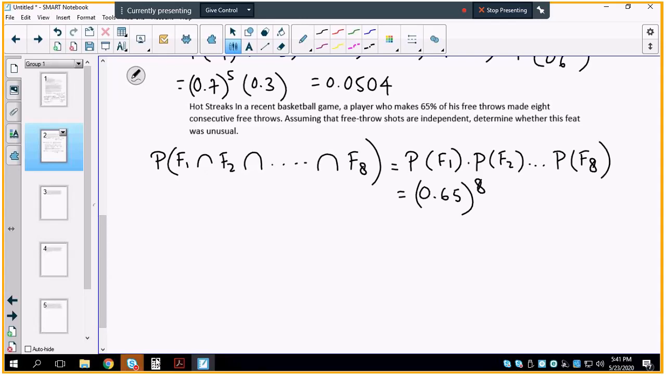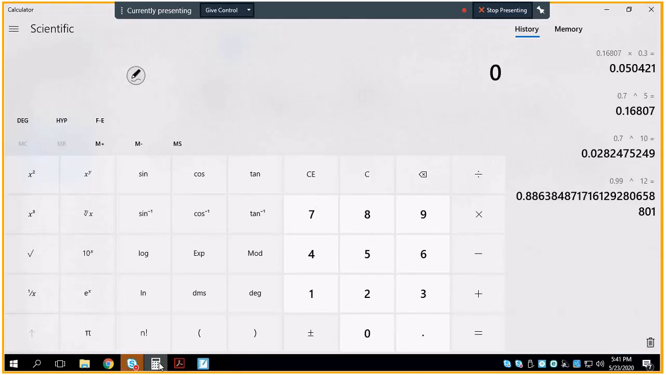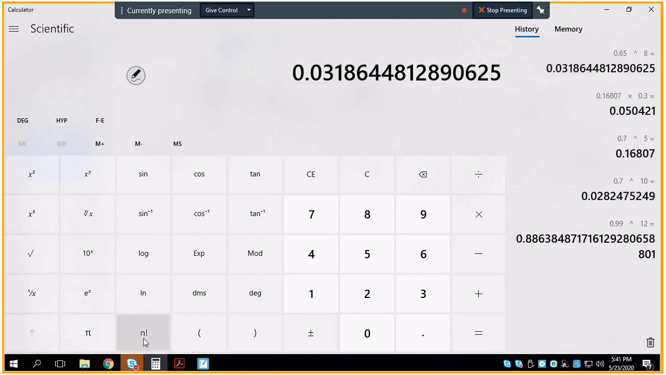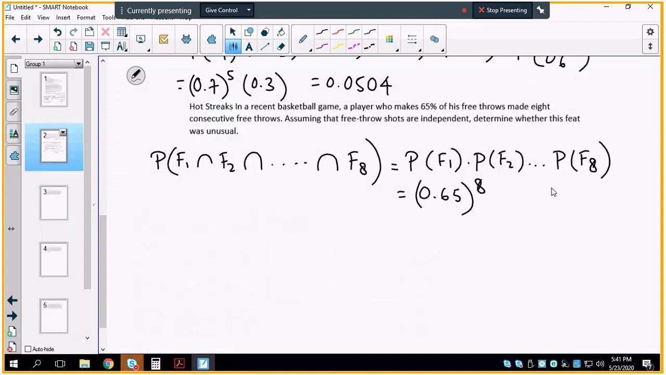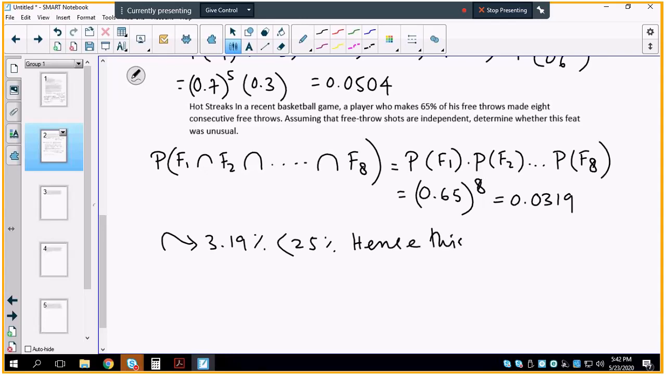So we'll do 0.65, and I'm going to raise it to the power 8. Round to 4 decimal places, I will get 0.0319. And this is approximately 3.19%. Again, you see this is way less than 25%. Hence, this is unusual. And that is really simple, and we have answered this question.